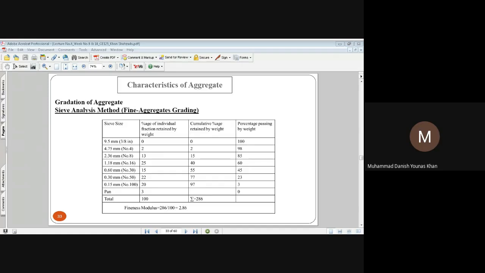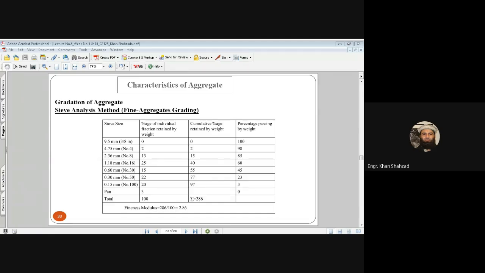Yes, sir. Why are we dividing it by 100? Sir, because we will find the percentage. Because? Sir, we find the percentage. When we are finding the percentage, gentlemen, we are multiplying it by 100.